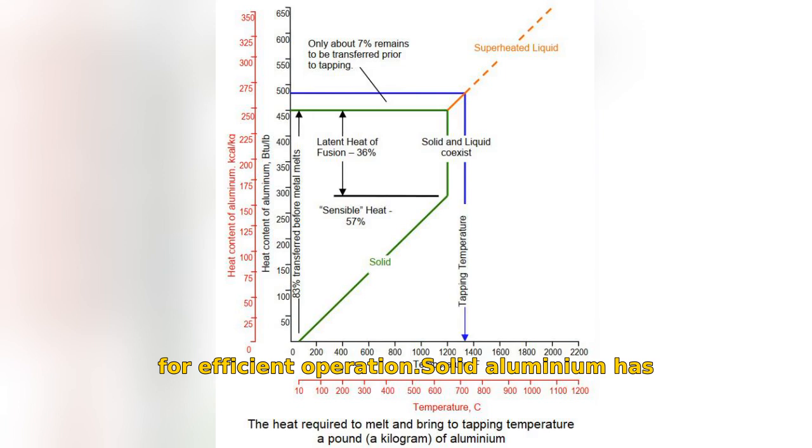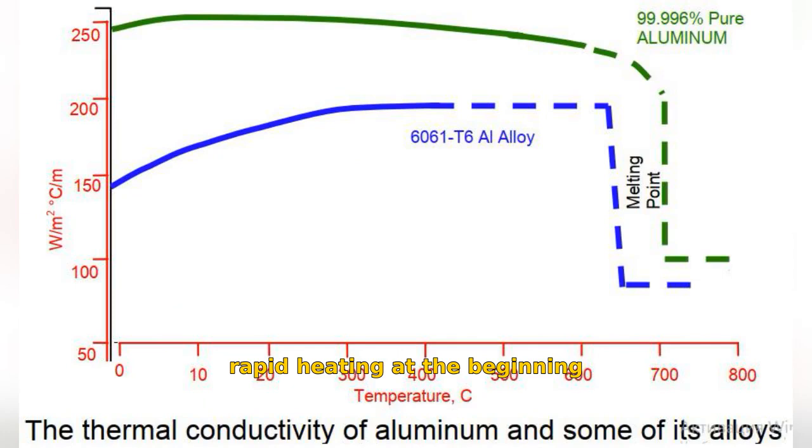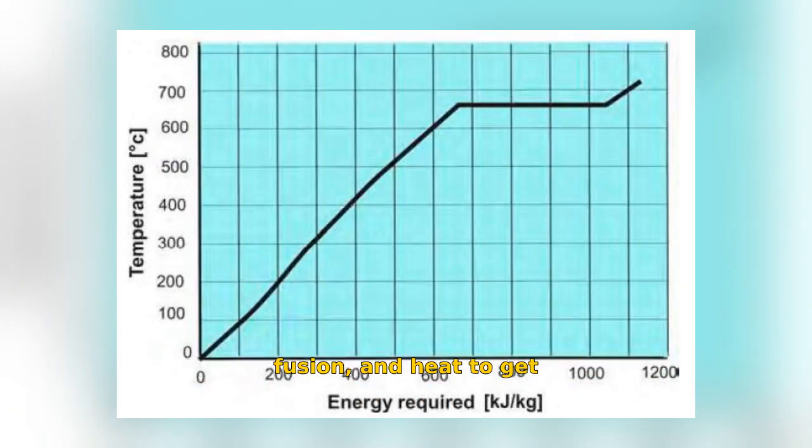Solid aluminium has excellent thermal conductivity, allowing for rapid heating at the beginning of the melting cycle. In contrast, liquid aluminium has significantly lower thermal conductivity. The energy needed for remelting includes heat to raise temperature, the heat of fusion, and heat to get molten aluminium to the desired casting temperature.